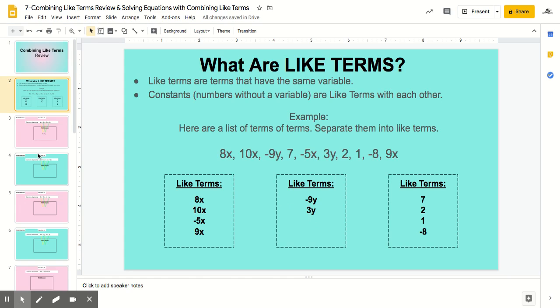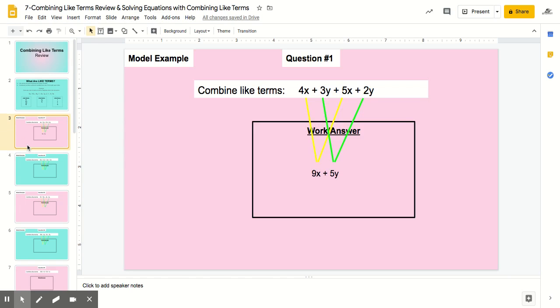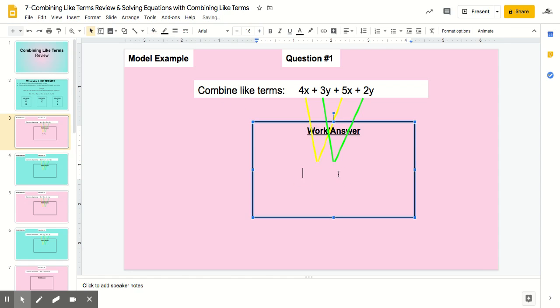Now, in our expressions unit, when we were combining like terms, we had to, spoiler alert, combine them, which means we were adding the like terms together. So that's what we're going to do now. Here I gave you an expression with 4 terms. Remember what a term is, guys? It's just what's separated by the plus signs. So 4x is a term, 3y is a term, 5x is a term, and 2y is a term.